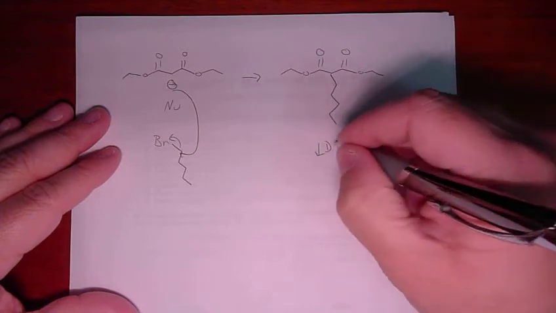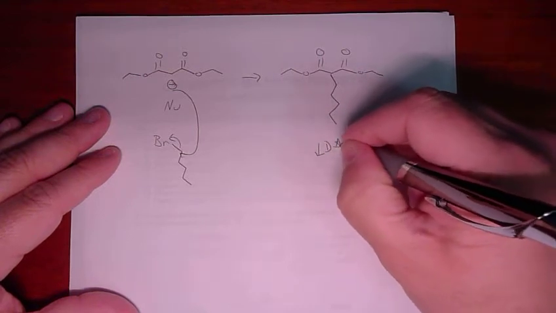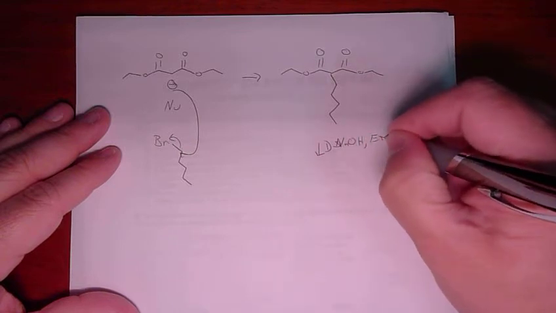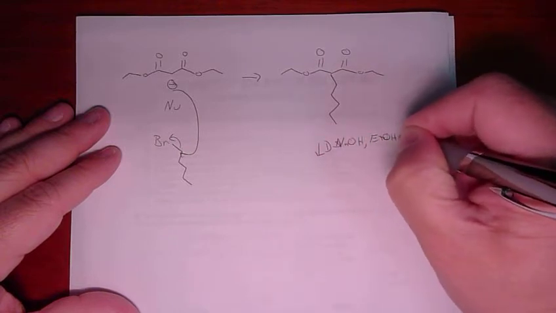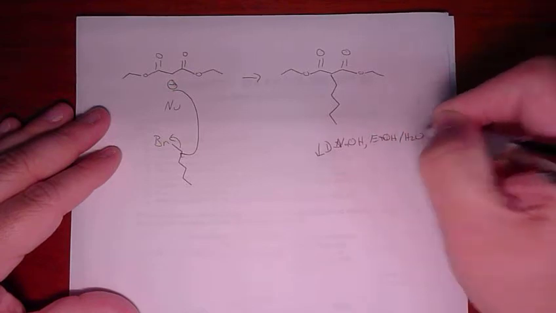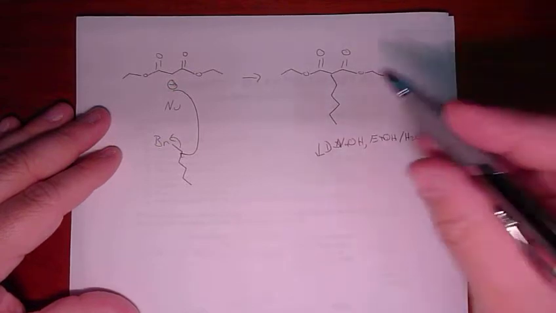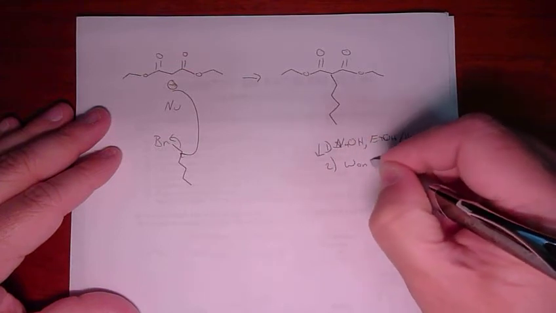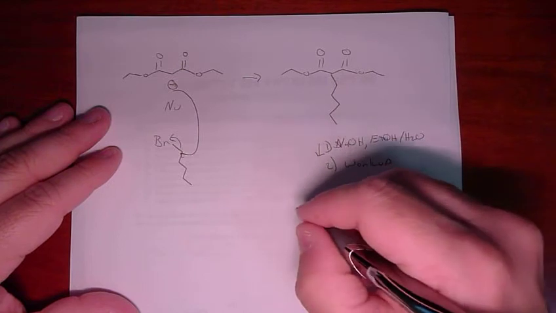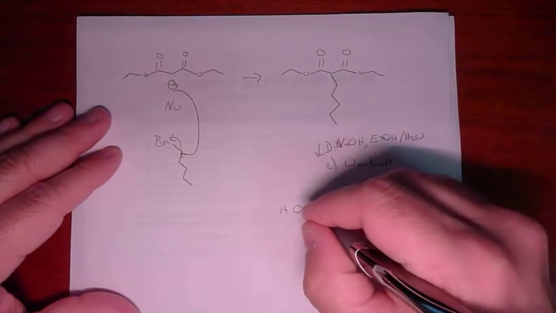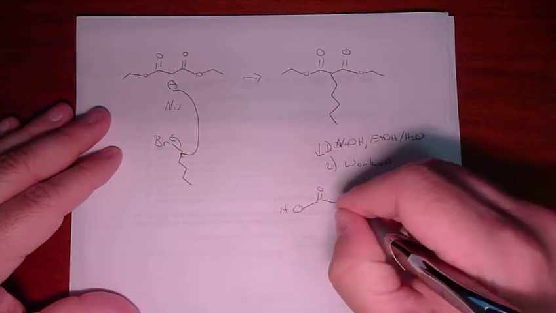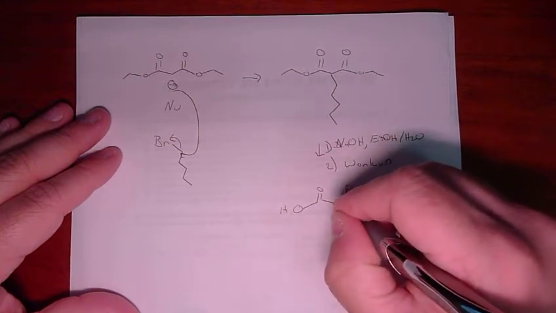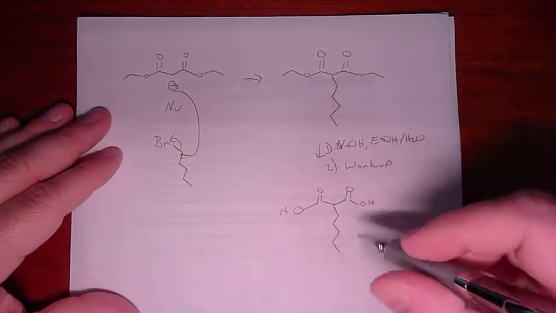So step 1 would be sodium hydroxide and ethanol and water. You don't need the ethanol there. To work up, and that will give us one, 2, 3, 4, 5.